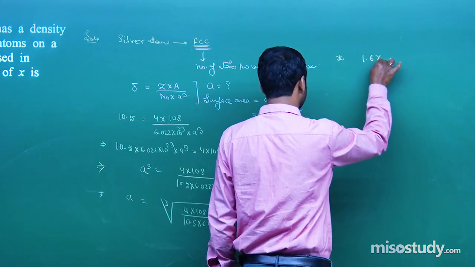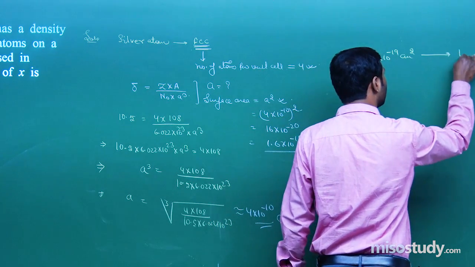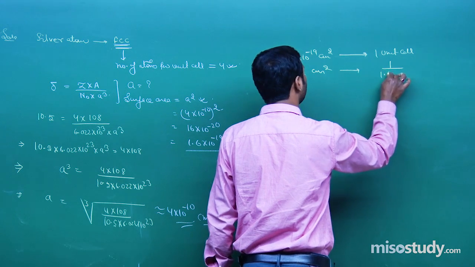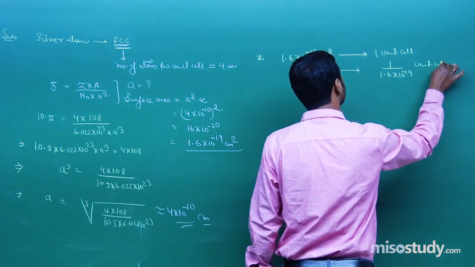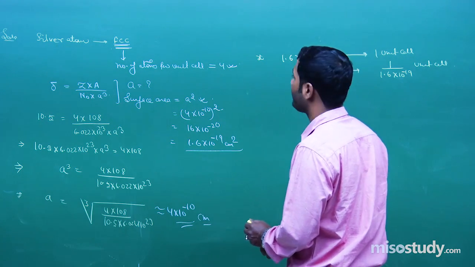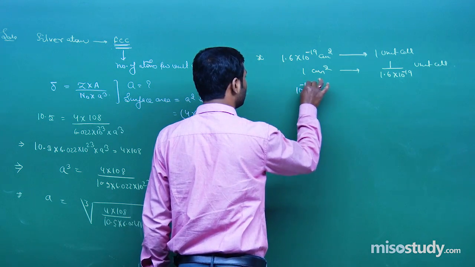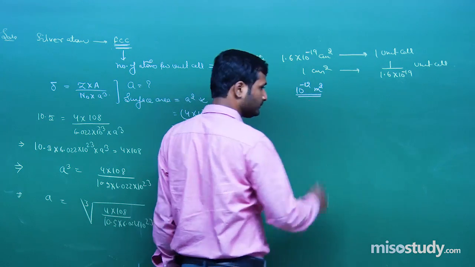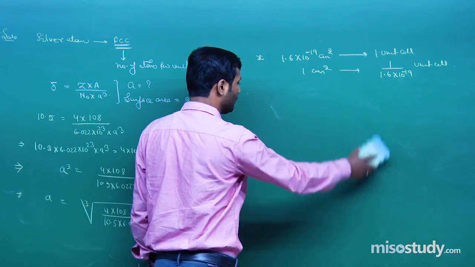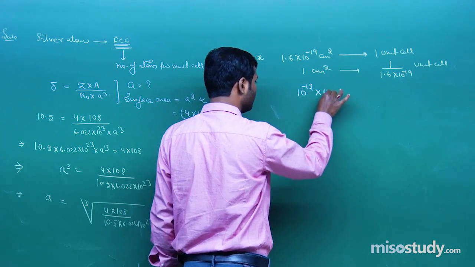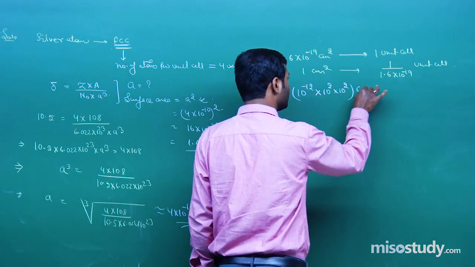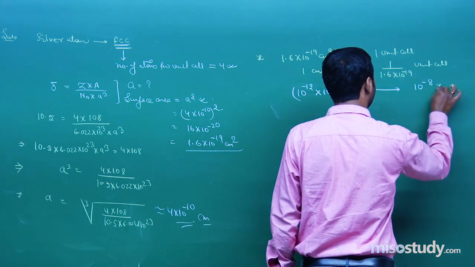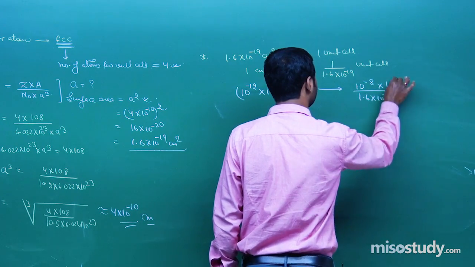Okay. Now, how to solve? This is simple. 1.6 into 10 to the power minus 19 centimeter square area is covered by 1 unit cell. Then 1 centimeter square area will be covered by 1 upon 1.6 into 10 to the power minus 19 unit cells. Am I right? Yes sir. Now we have 10 to the power minus 12 meter square, so first we have to convert meter into centimeter. We know 1 meter is equal to 100 centimeter. So put here 10 to the power minus 12 into 10 to the power 2 into 10 to the power 2 centimeter square area, that is 10 to the power minus 8, multiplied by 1 divided by 1.6 into 10 to the power minus 19 unit cells.